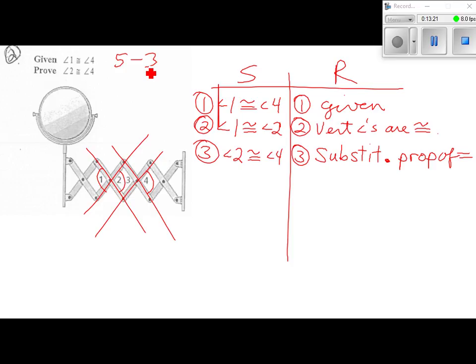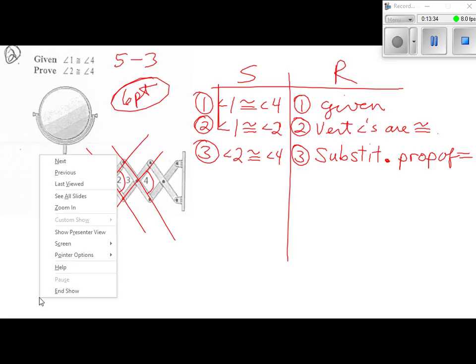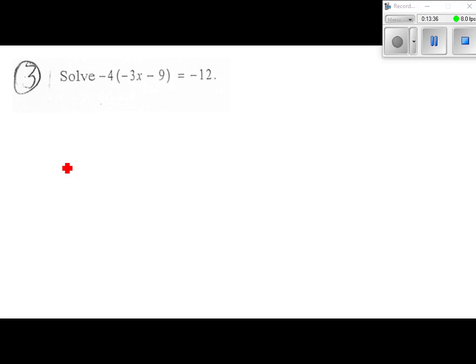What's our next statement going to be? We're done. That's it. How many points was this worth on the test? Six points. One for each. Yep. Next one.